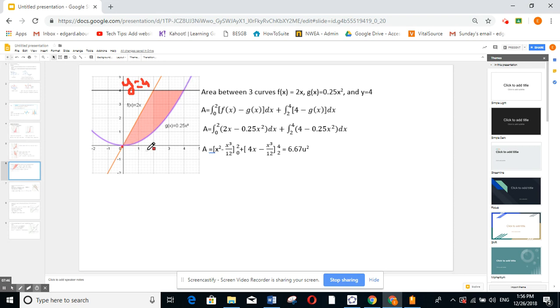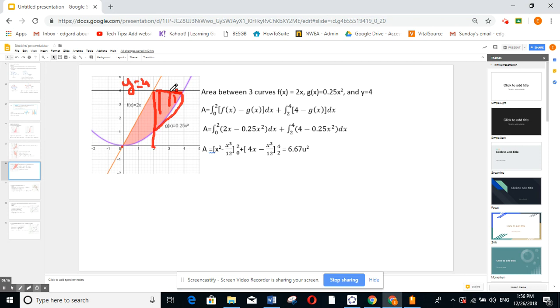I start from 0 till 2. As you can see, if you split it together here, you have this red one minus this blue one. So it will be from 0 till 2, the red, which is f of x, minus the blue one, which is g of x. Then from 2 till 4, you have this part here. You have this one above, which is y equal to 4, minus the one below, g of x. So I must split it into area 1 and area 2, because I have 3 boundaries.